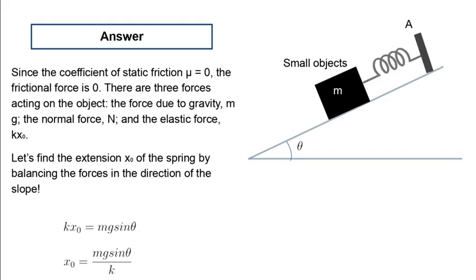Since the coefficient of static friction mu equals 0, the frictional force is 0. There are three forces acting on the object: the force due to gravity, mg, the normal force, N, and the elastic force, kx0. Let's find the extension x0 of the spring by balancing the forces in the direction of the slope. kx0 equals mg sin theta. x0 equals mg sin theta divided by k.